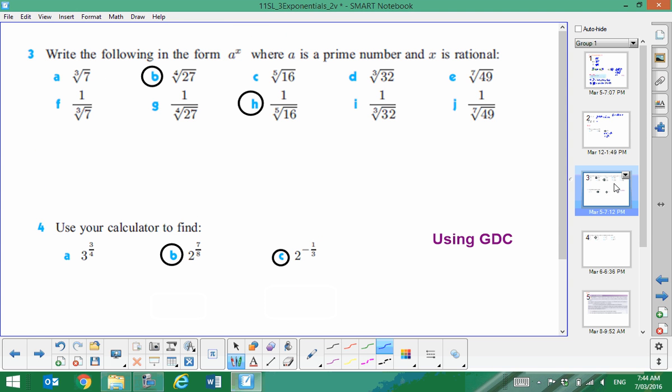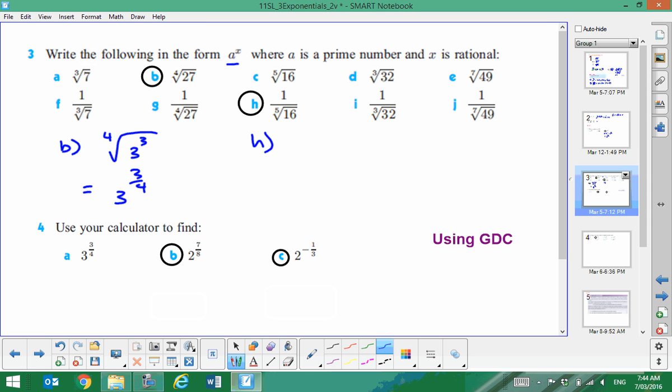In question 3, we need to write this in the form a to the x, where a is a prime number and x is rational. So at the moment in part B, 27 is not prime, so we need to turn that into a prime power. And we should mostly recognise that as 3 cubed. So therefore this is the same as 3 to the 3/4. The 4th root is the quarter part, 3 cubed, the cubed is the top part.